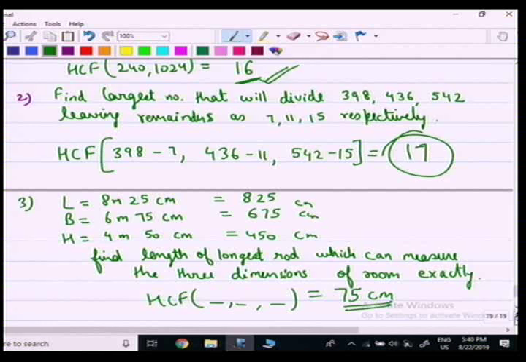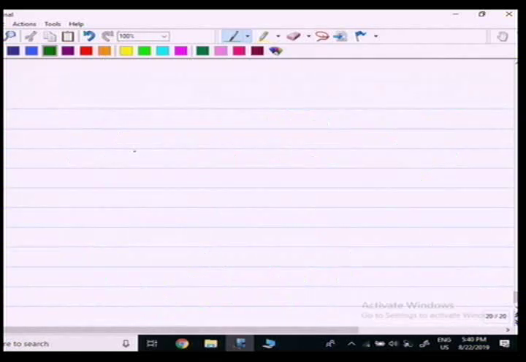Okay. Now after this, we have the next. This was the use of the Euclid division algorithm in finding HCF, with a variety of questions. After this, we have the fundamental theorem of arithmetic, the next theorem. Using that theorem, we can also find the HCF as well as the LCM. So let us discuss what that is. Note down this heading.